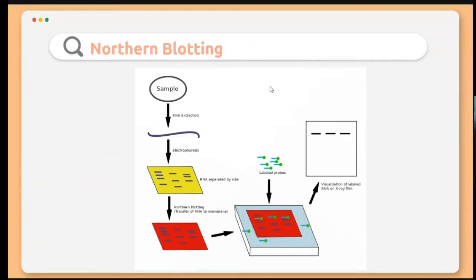Narinig niyo na ba yung northern blotting? Hello? Narinig niyo na ba yung northern blotting or di pa? Di pa po. Okay, di pa raw.